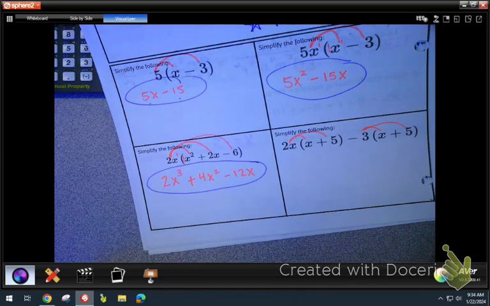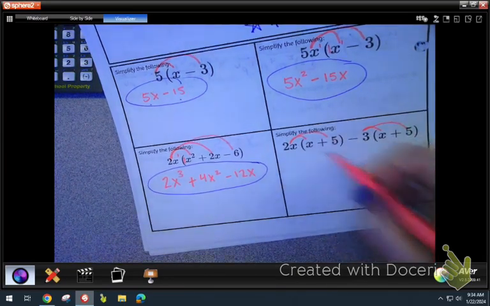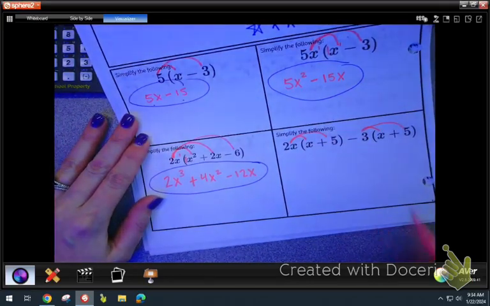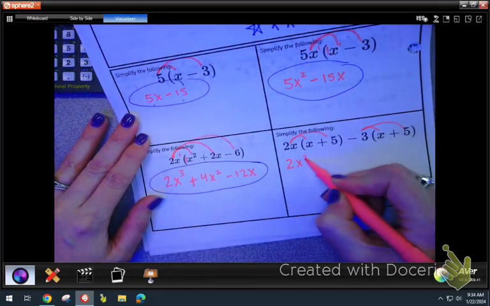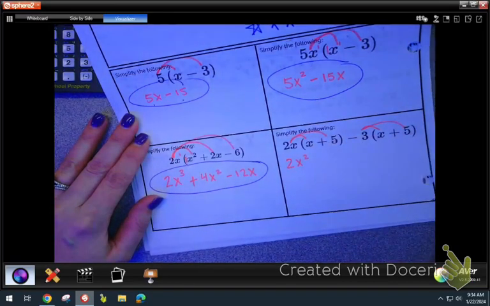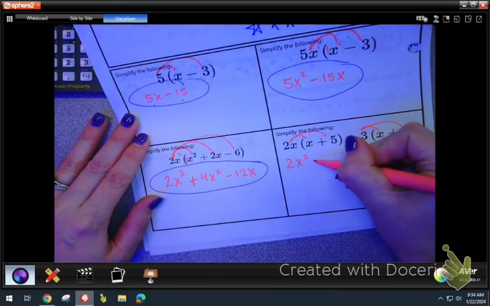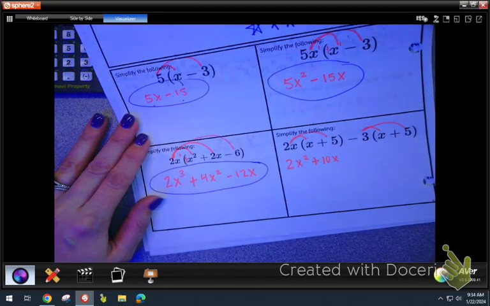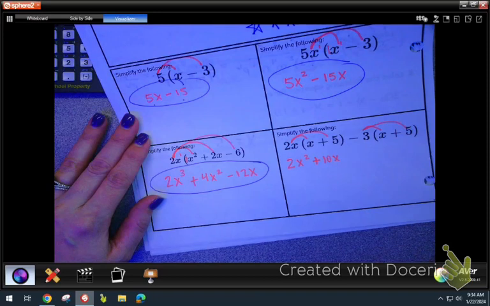What happens when we multiply 2x times x? Ethan, what'd you get? 2x to the second power. 2x to the second power. Very good. What about 2x times 5? I got 10x. Positive 10x. And notice I always want to keep those signs. I have to have signs in between my terms. Okay, we have to write those in.